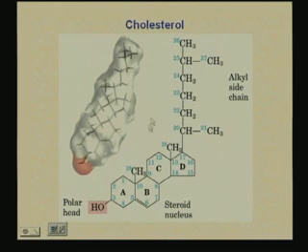So, this is the structure of cholesterol, and what we have to recognize here is that this whole part is hydrophobic in nature and this OH part is a polar part in nature that is going to help in the fluidity of the membrane, and we will see how it can help in the fluidity.